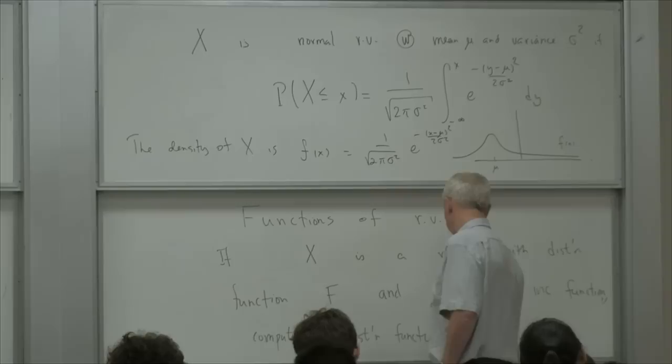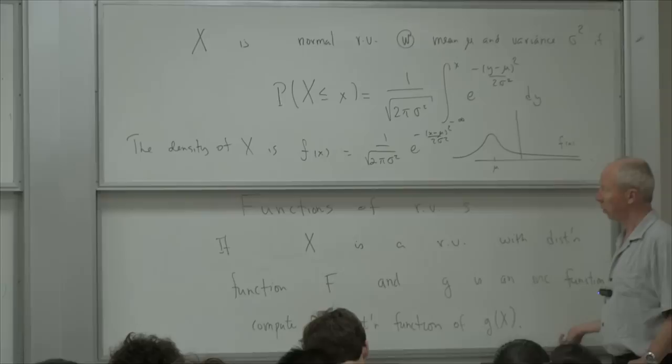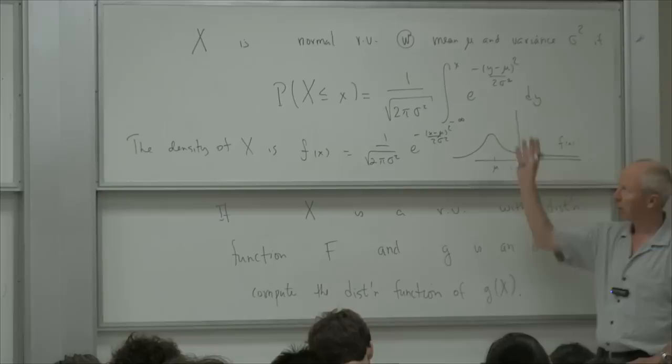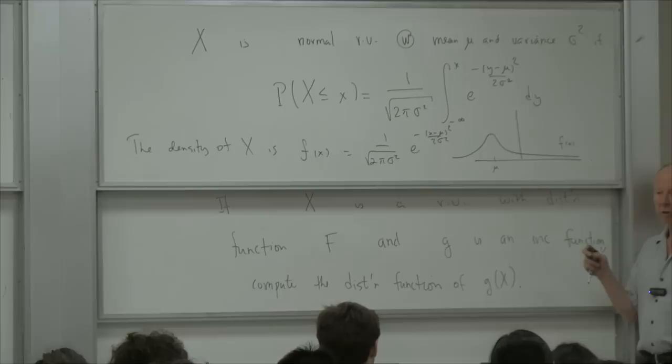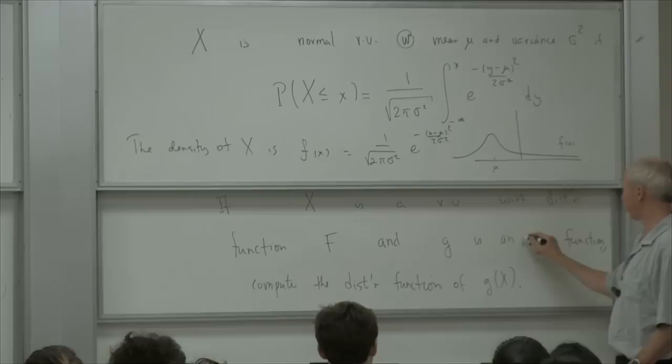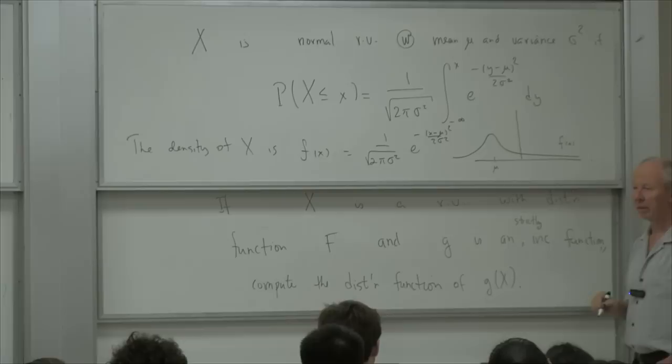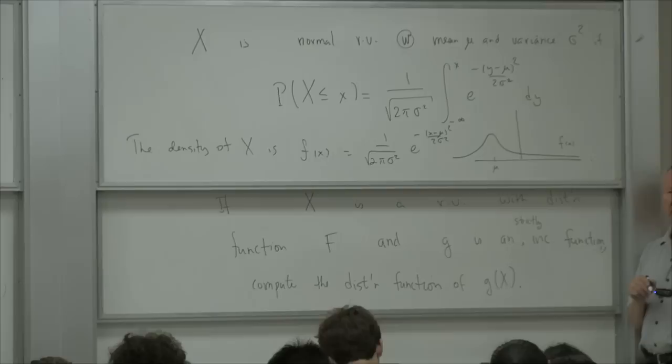Okay, so we'll start with a random variable that has a given distribution function capital F. It could be any one of the ones we've written down before. And then we take a function of that random variable. Let's say that it's an increasing function, though a decreasing function would also work, but I want the function to be 1-to-1. So maybe I should say strictly here, so that g is 1-to-1. It makes it simpler. So it's either strictly increasing or it could be strictly decreasing.